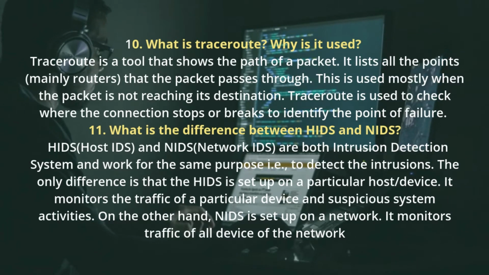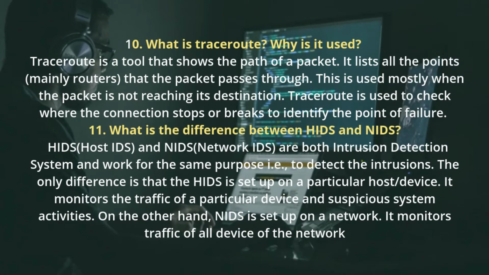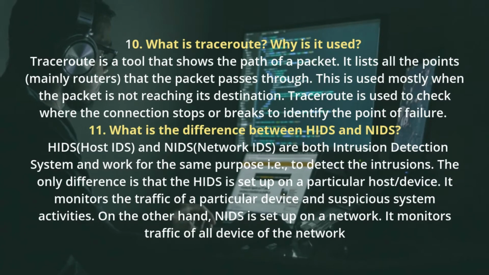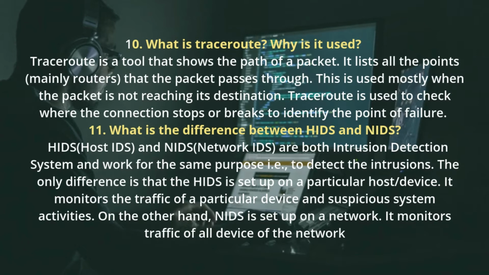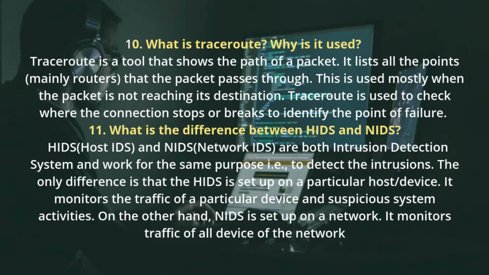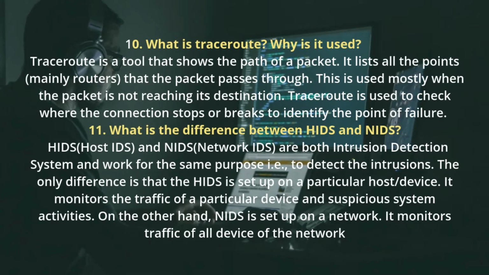11. What is the difference between HIDS and NIDS? HIDS, host IDS, and NIDS, network IDS, are both intrusion detection systems and work for the same purpose, i.e., to detect intrusions. The only difference is that the HIDS is set up on a particular host/device. It monitors the traffic of a particular device and suspicious system activities. On the other hand, NIDS is set up on a network. It monitors traffic of all devices of the network.